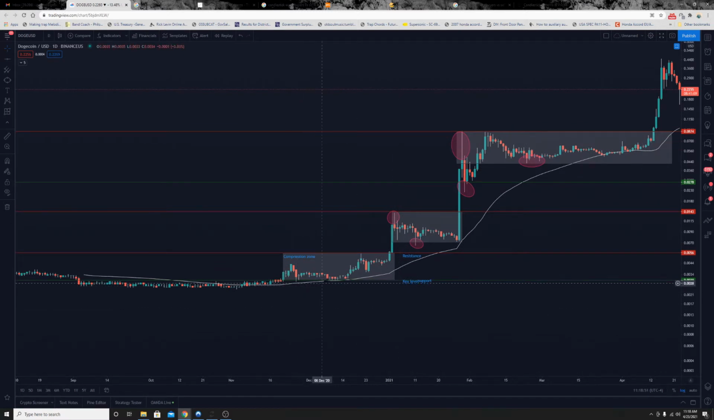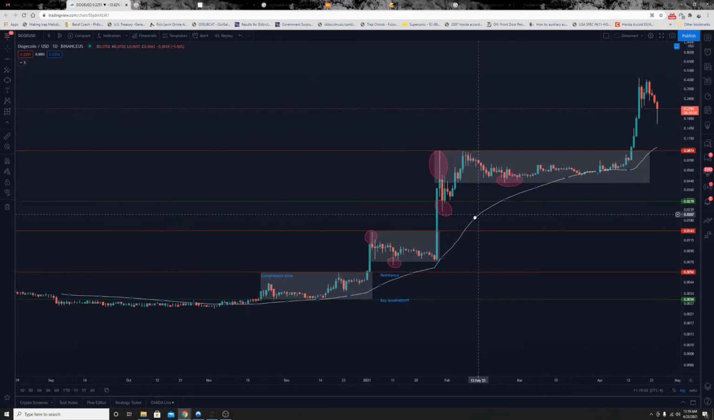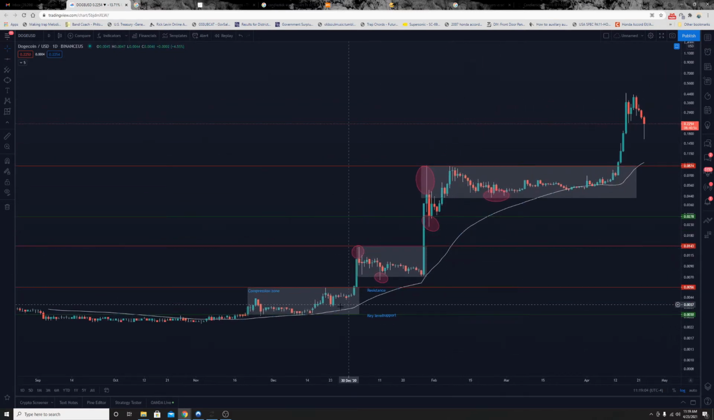When the price is above, when the candlesticks are above the 60 MA, it's a buying zone. It's a buying opportunity. You want to be in the buying entries. You want to buy. So every time that price is above it, you want to look to buy.